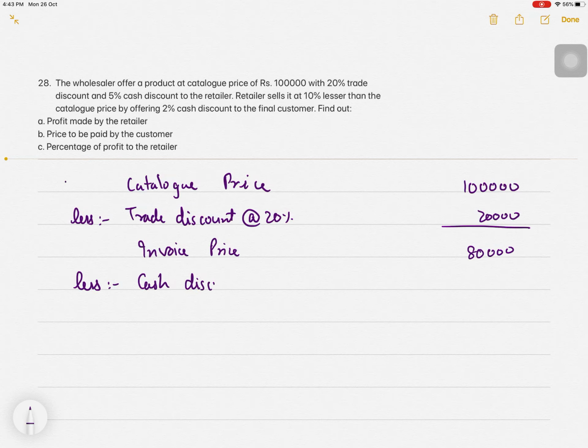Less cash discount. Cash discount is 5%. So 80,000 into 5% comes to 4,000. So 76,000 is the cost price for the retailer. Yes, so wholesaler is selling it for 76,000. That means retailer is buying it for 76,000. So cost price for retailer.